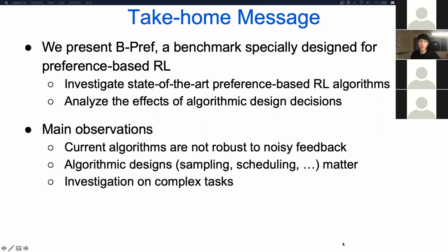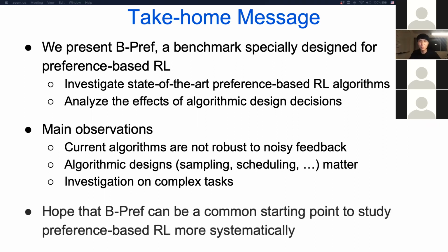And here is a summary of our main observations. First, we found that current algorithms are not perfect, and there are many issues like handling noisy labels. We also found that current methods are very sensitive to various algorithmic designs, like how to generate the query and feedback scheduling. So I hope that B-Pref can be a common starting point to study preference-based reinforcement learning, and maybe by utilizing this benchmark, we can make more progress in this direction. Right, so that's it for the second paper. And any questions about the benchmark?